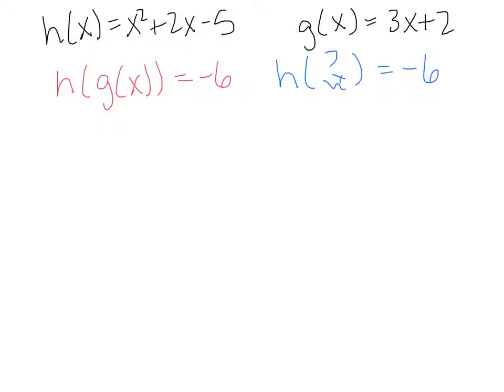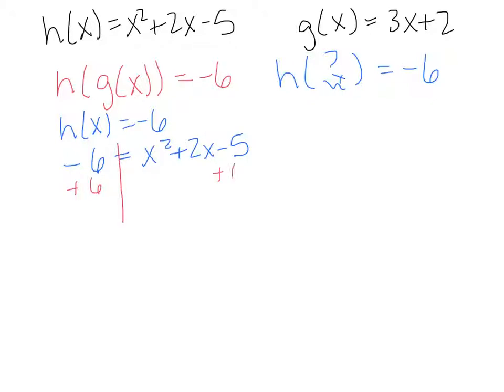We want to find out what goes in there, because that's going to help us find g. So now we're going to start with the h function. So we know that h of x equals negative 6, which means that negative 6 equals x squared plus 2x minus 5. Now this is a quadratic, so we need it to equal 0. I'm going to add 6 to both sides. We're going to get 0 equals x squared plus 2x plus 1.